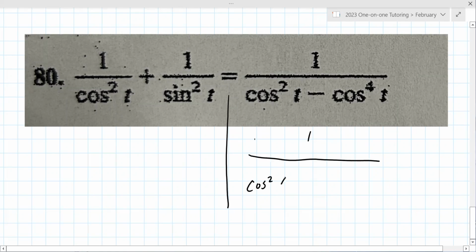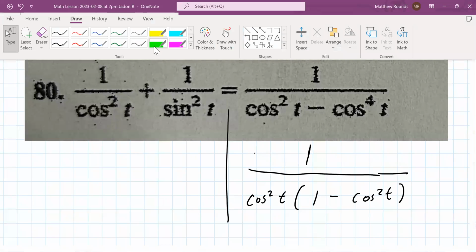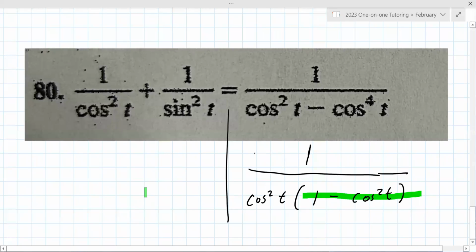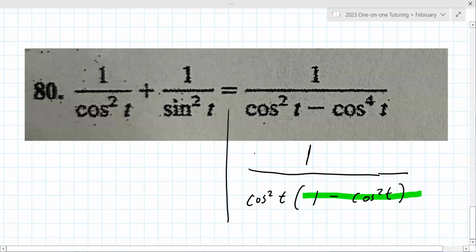All right, that's enough on that. Factor out a cosine squared from both. Now, just looking at the right side, does anything jump out to you? Cosine squared. Let me help here. This should jump out at you right here. What would that equal? Sine squared. Yes.